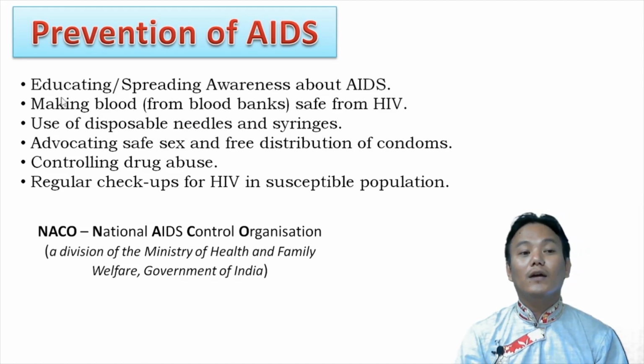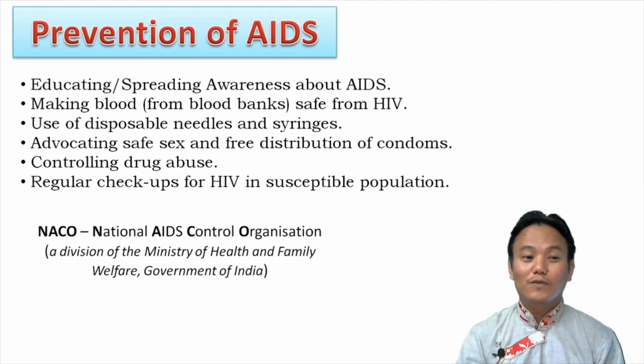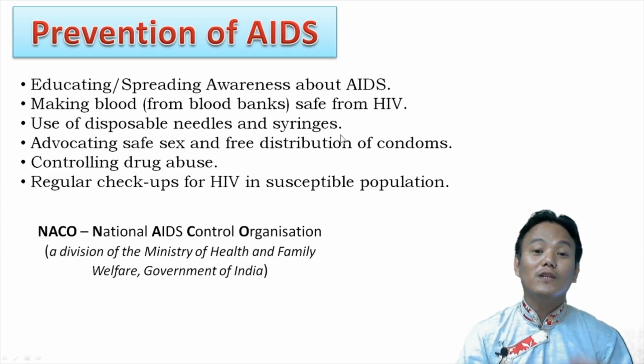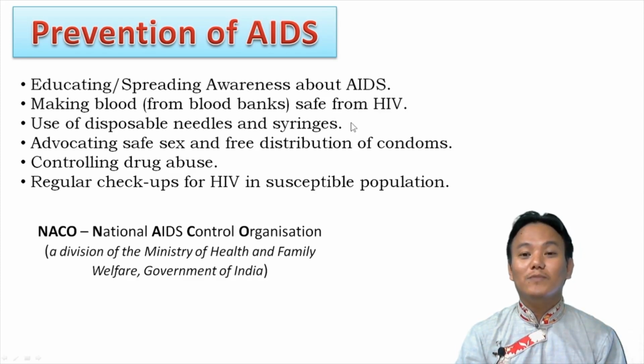Then there are other measures as well, like making blood, especially from blood banks, safe from HIV. I told you that HIV transmission can happen through contaminated blood during blood transfusion. If you make the blood from blood banks safe from HIV, you can prevent its spread. Then we can use disposable needles and syringes instead of repeatedly using the same needles. I told you that HIV can also spread through infected needles, so using disposable needles will prevent the spread of HIV.